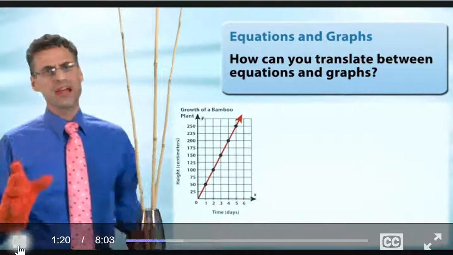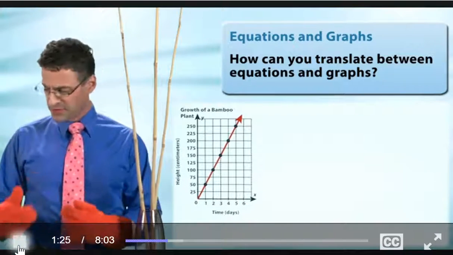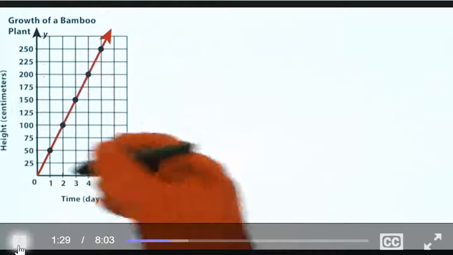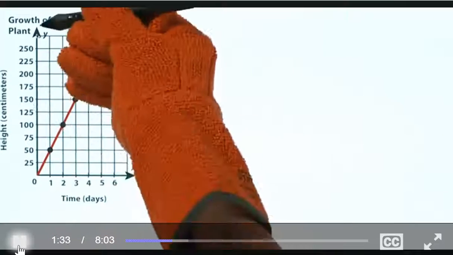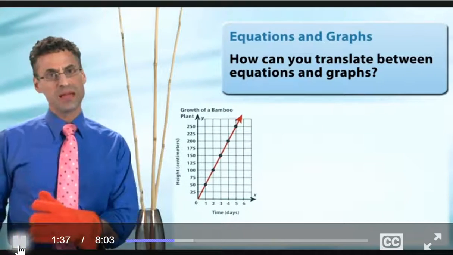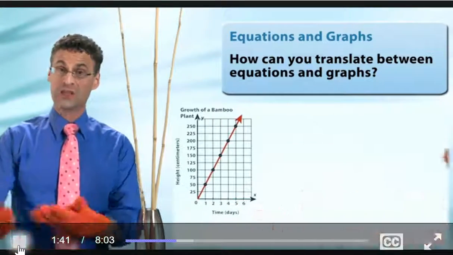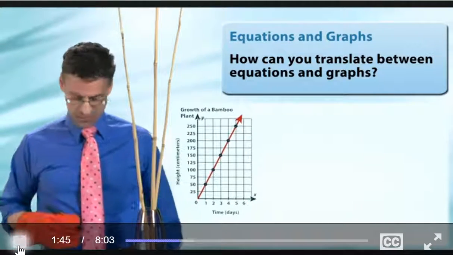So it's interesting. Here we have these two bamboo plants that are growing. The information that we're given for the first bamboo plant is a visual piece of information: as the days go by, how the height of the bamboo plant changes. For the second bamboo plant, we're not given a picture, we're actually given an equation. And we want to see how we can make sense out of both those things. So first of all, just the facts, please.